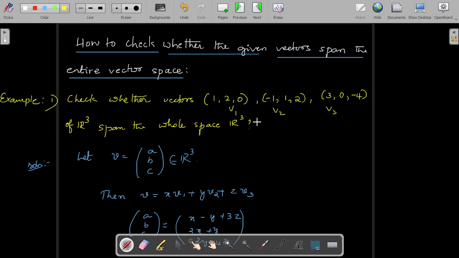Spanning the whole space R³ means the linear combination of these three vectors will go to each and every point of R³. If it doesn't span the whole space R³, then it will not go to each and every point of R³. It will go to a small sub-region of R³, that is nothing but a subspace of R³.